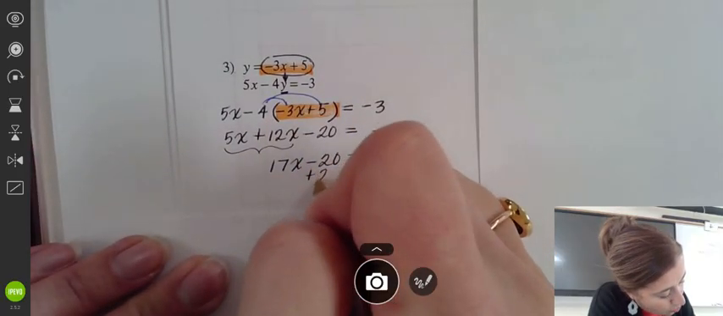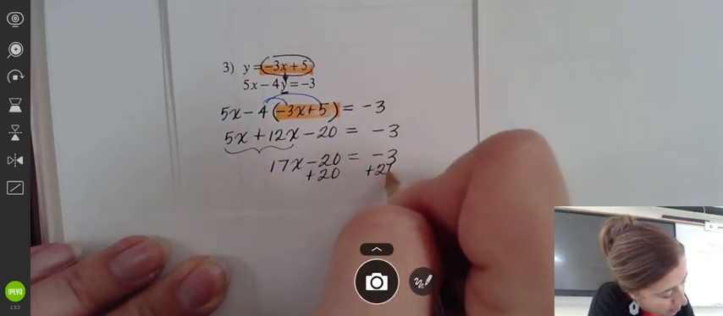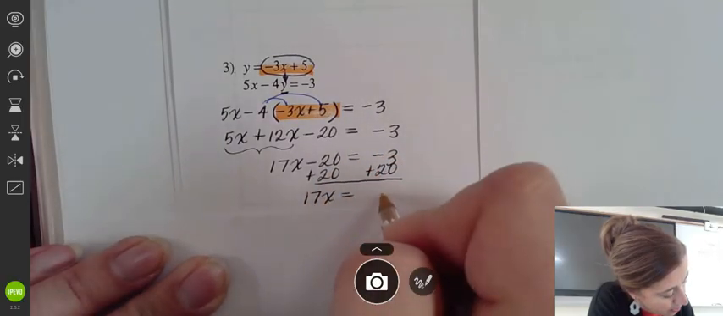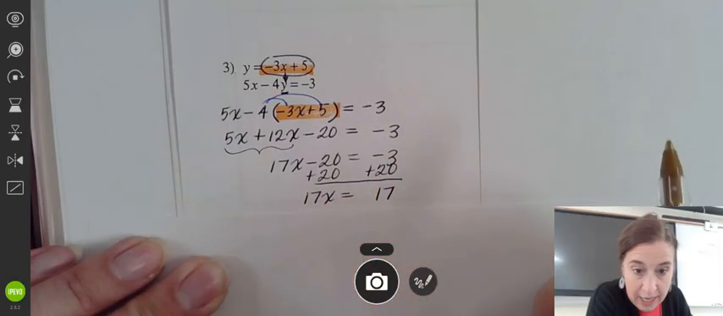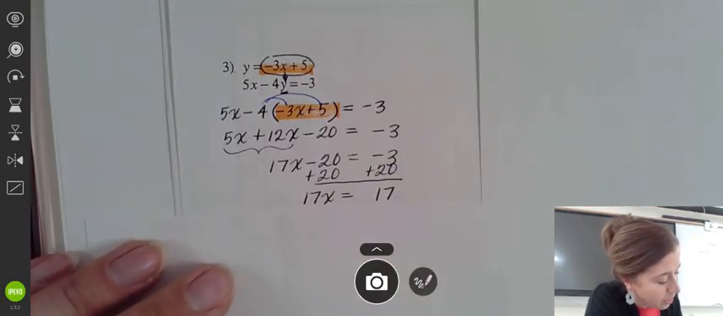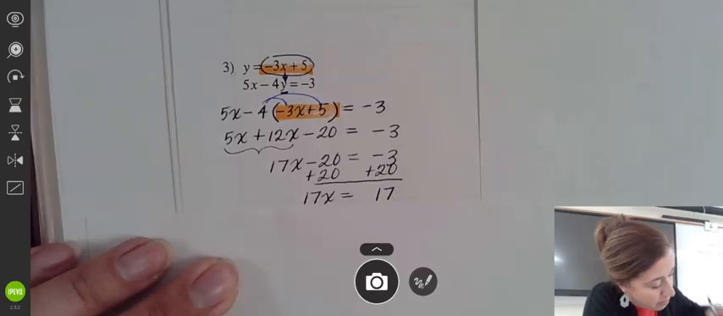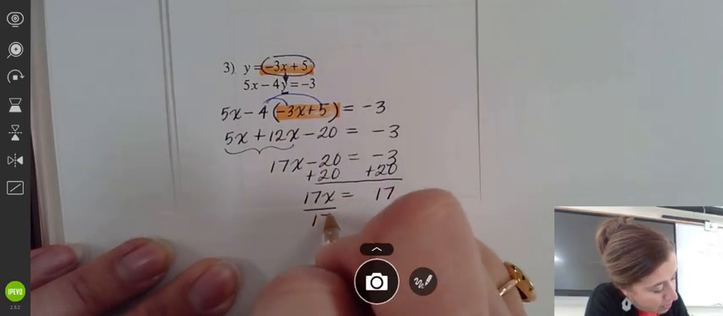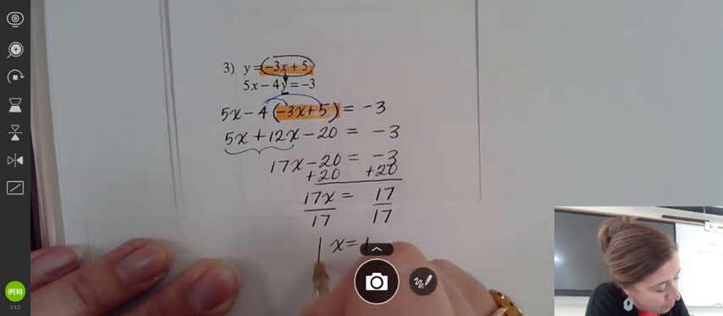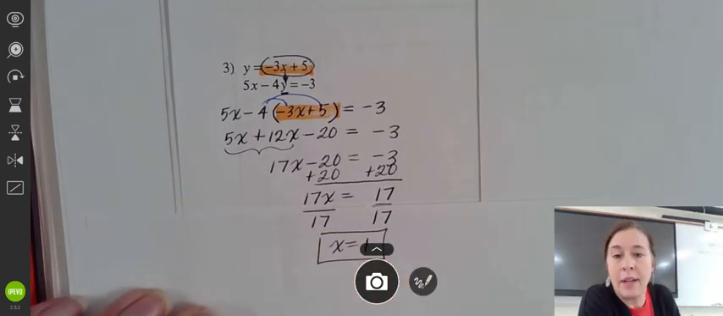I'm going to add 20 to both sides. That's going to give me 17x is equal to 17. Negative 3 plus 20. I don't have room here. I'm going to divide both sides by 17, and x equals 1. Okay, so that is step 2.